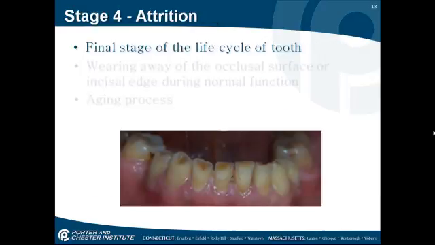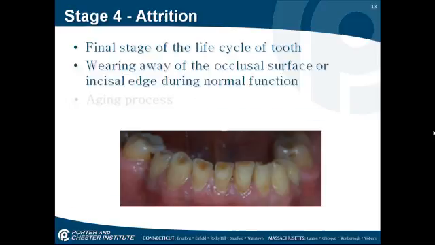The final stage is attrition, and this is where the occlusal or incisal surfaces wear away just during normal function. It's an aging process. You can see on these teeth that now the enamel is actually worn away. This darker brown that you're seeing is the dentin that's showing through because the patient has worn these teeth down, either from aging and just using them, or perhaps from habits such as smoking a pipe and rubbing against it or something. But this is the final stage here.